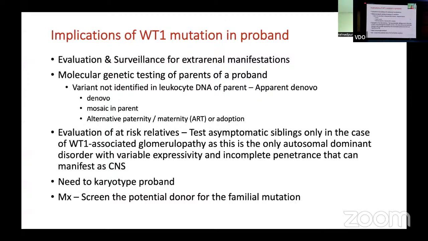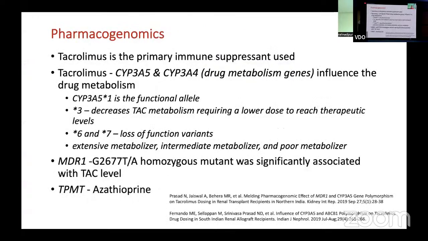Supposing you have two children with a WT1-related phenotype, then you would think as to how this variant has come. We also would need to evaluate asymptomatic siblings because it's a dominant disorder, and I told you there is extensive variation of expression because of incomplete penetrance. Then karyotype of the proband, and then screen the potential donor for the familial mutation. So those are specific disorders, the genes that are associated with them, and their implications for transplantation.